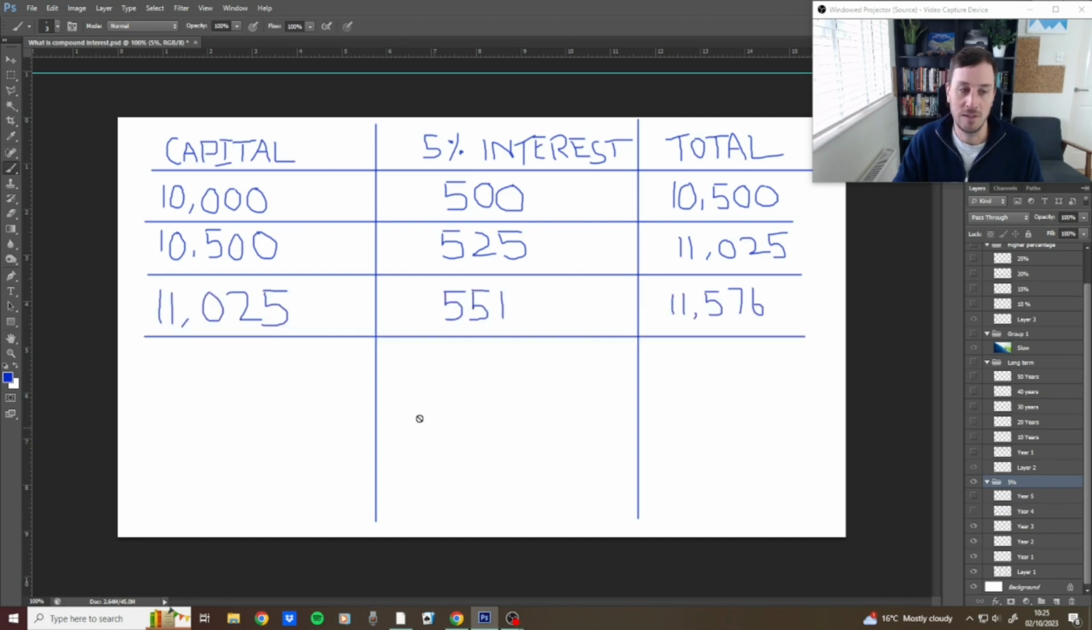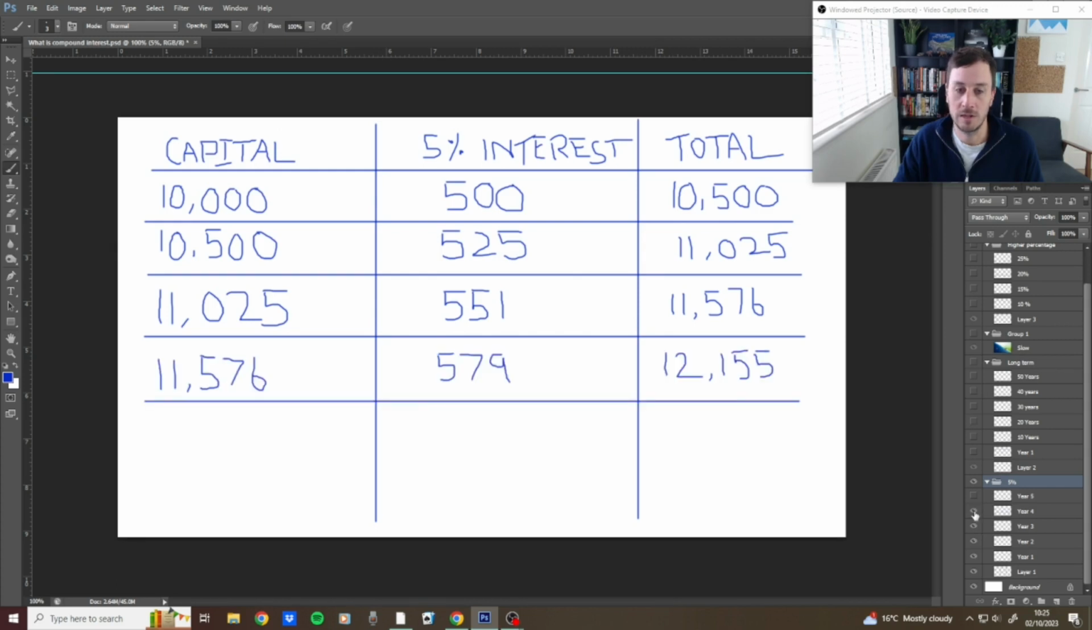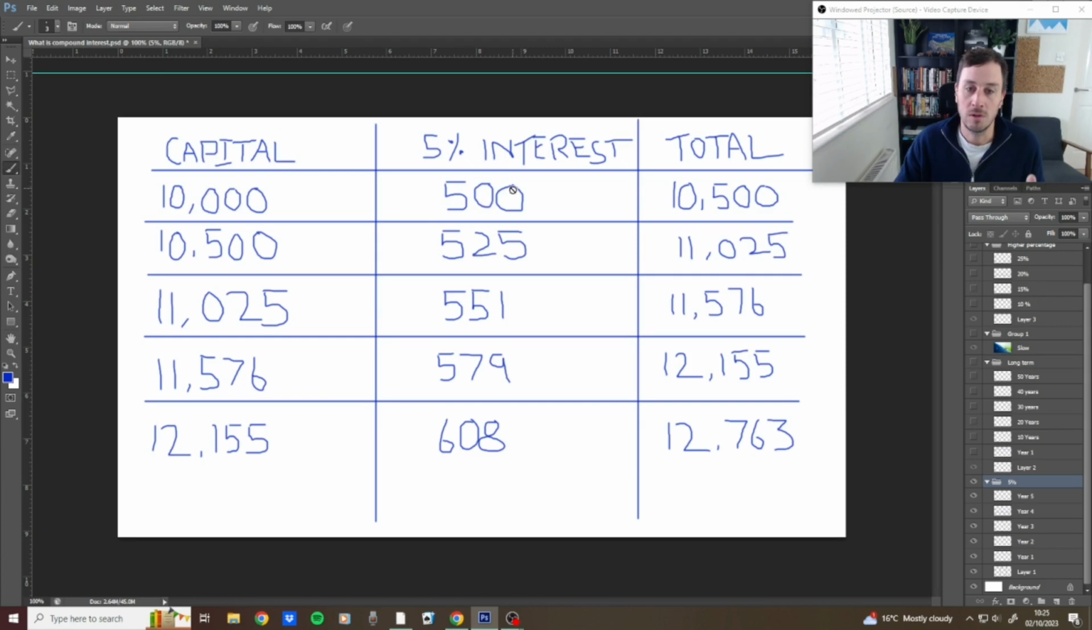And surprise, surprise, in year 3, your 5% interest is worth more than it was the year before. And you can see how when this keeps going, year 4, year 5, after not too long a period of time, you're earning far more interest on your starting capital than you were. So the power of compounding has turned your 500 per year interest into 608.